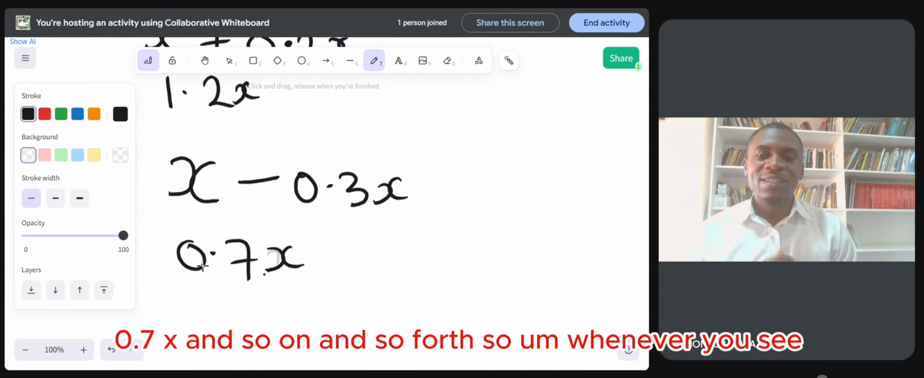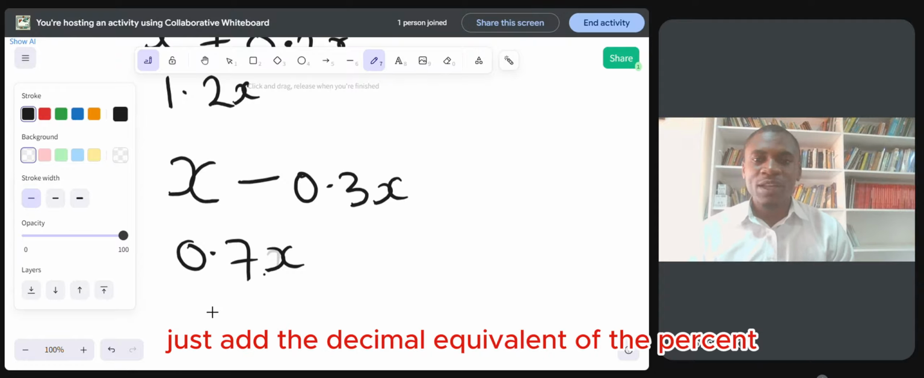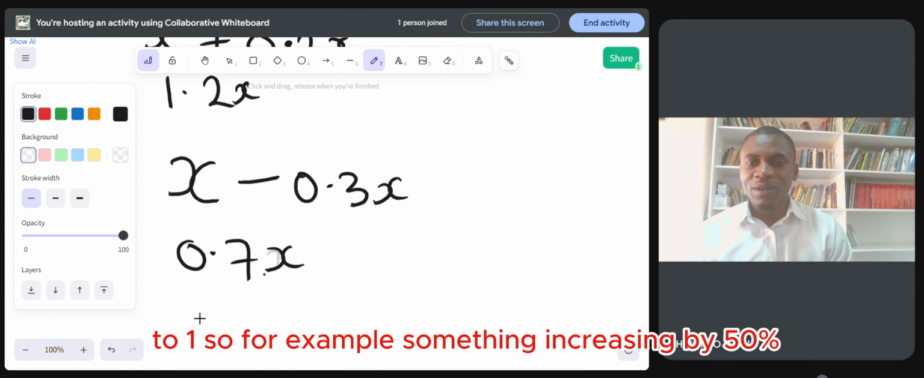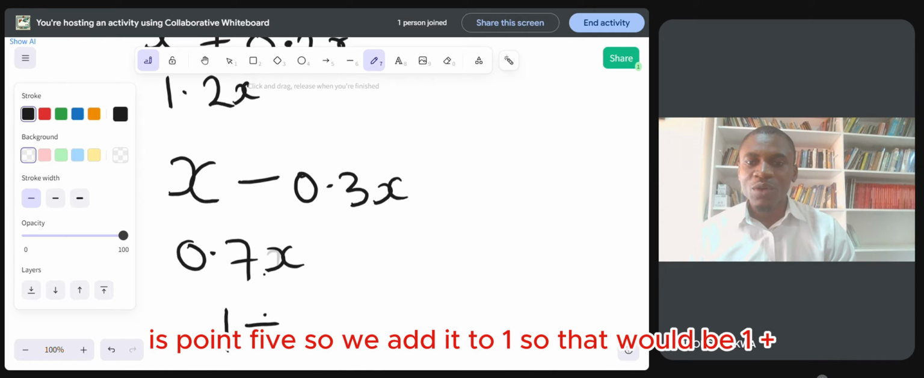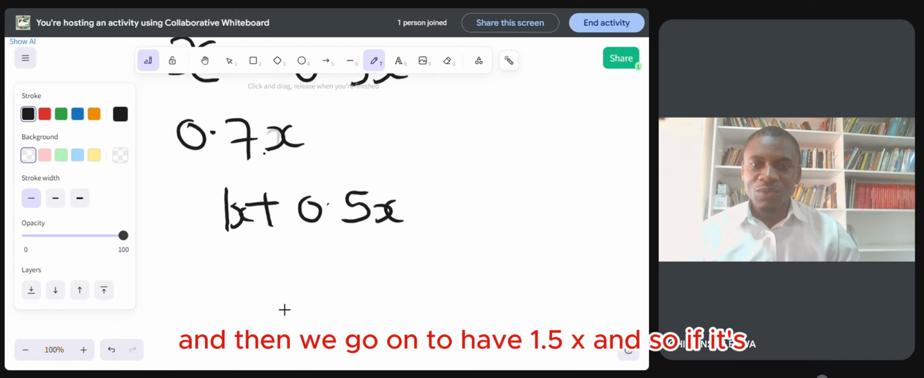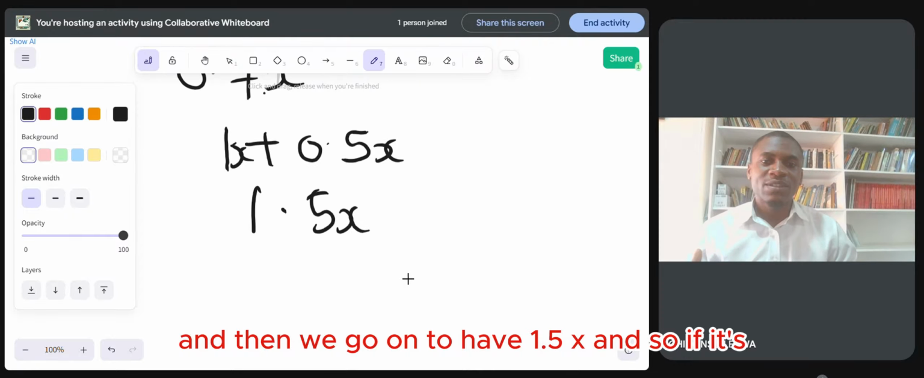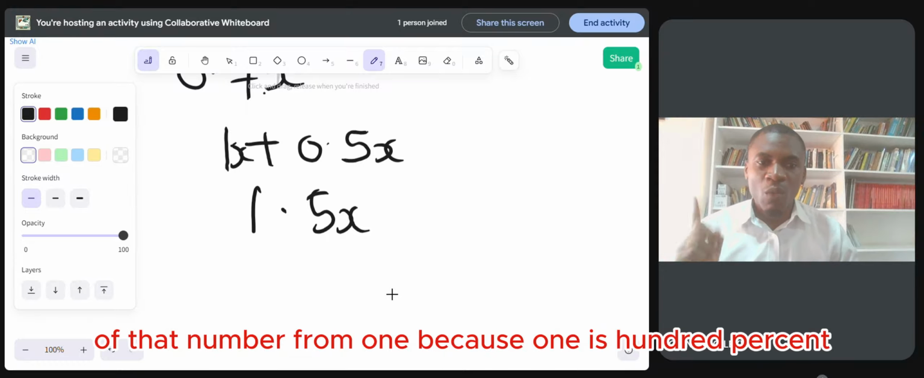So whenever you see a percentage increase, just add the decimal equivalent of the percent to 1. So for example, something increasing by 50%, just add 50%. Decimal equivalent of 50% is 0.5, so we add it to 1. So that will be 1 plus 0.5, say x, and then we'll go on to have 1.5x.